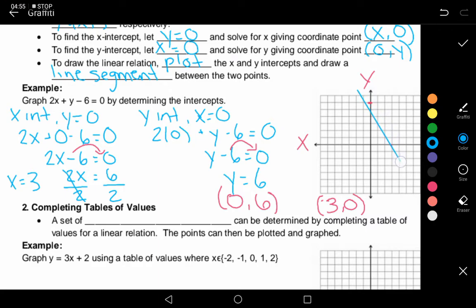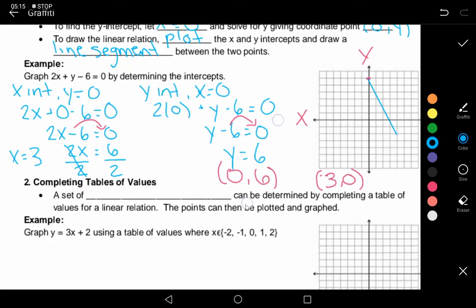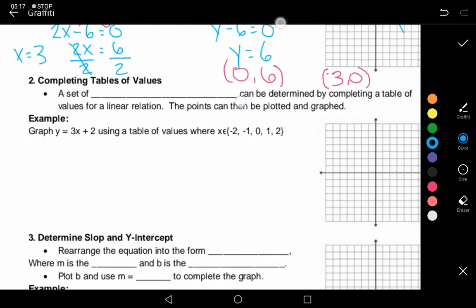Again, mine is not going to be perfect. Not even close. It won't let me move it. Let me try again here. All right, that's a bit better. So you're just going to connect those, and now you have a line to represent your equation. So that's the first method of graphing. Like I said, there's 3 methods in total. So let's move on to the second one here.